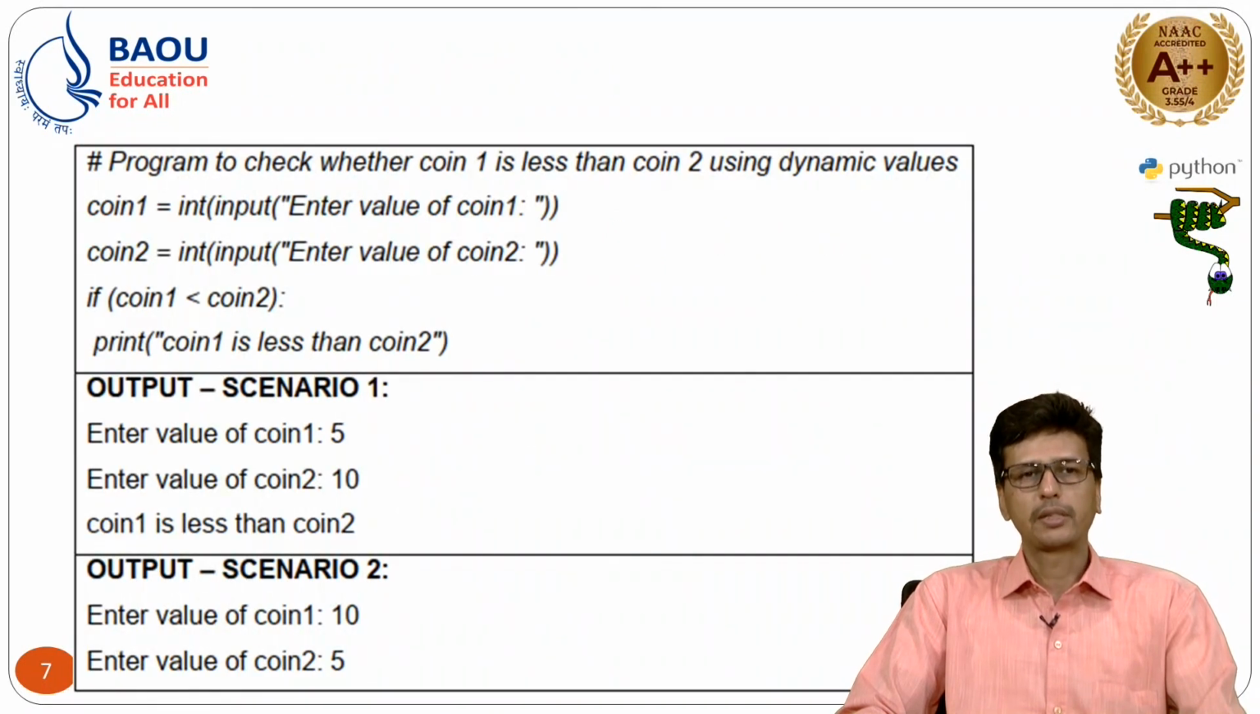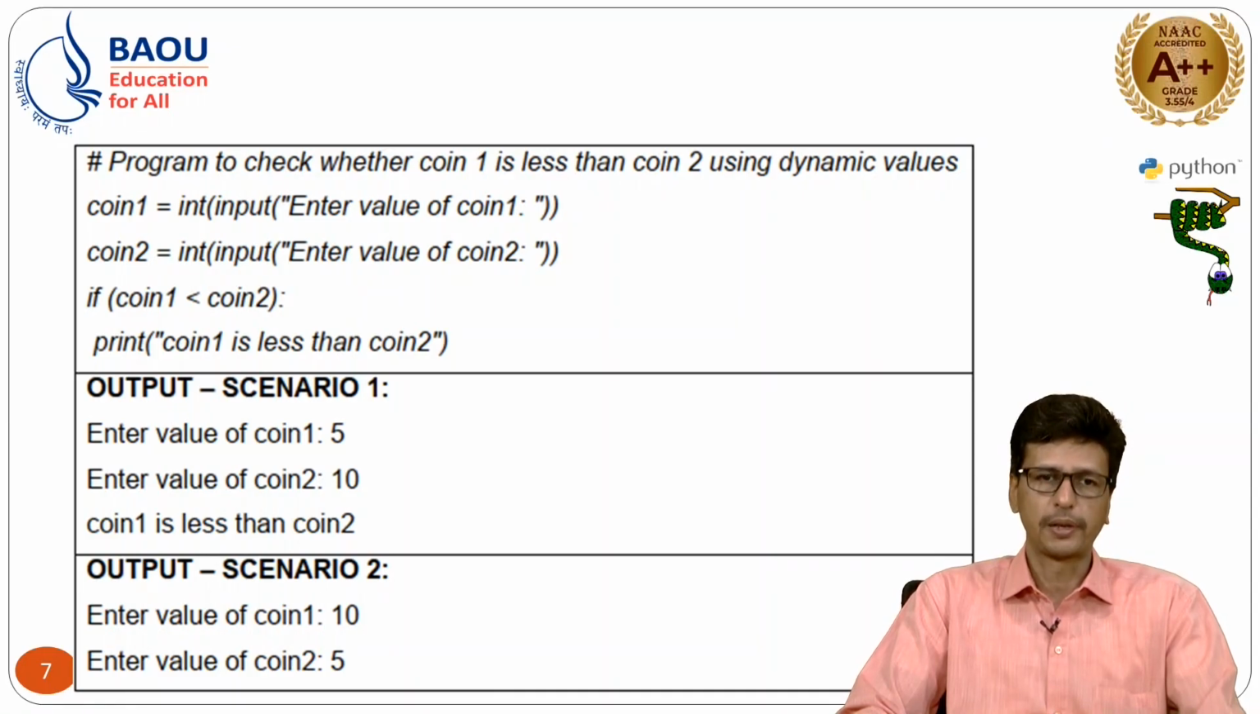Now we will see one example of a simple if statement. Here two variables are created, coin1 and coin2, and their values are taken from the user. Now the condition is checked: if coin1 is less than coin2. Normally, when using conditional statements, you can use conditional operators, or relational operators, as we discussed in the previous session.